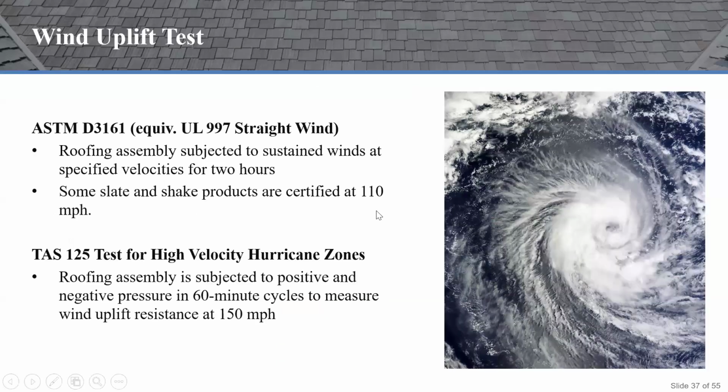Wind uplift. You want to make sure that you're utilizing a product that's been tested for wind. Composite slate and shake are going to be certified at a minimum of 110 miles per hour. Go with a product that's been tested for high velocity if you're going to specify in hurricane zones. Wind uplift, minimum 150 to 180 pounds per square foot, that are going to resist any type of uplift there.